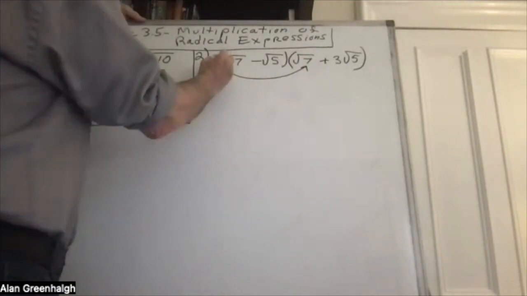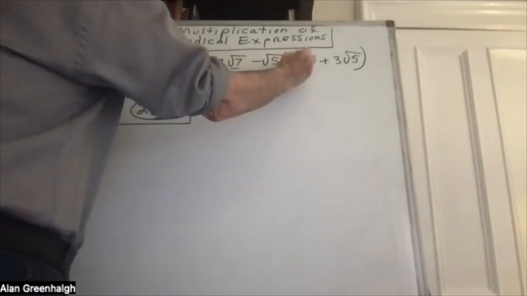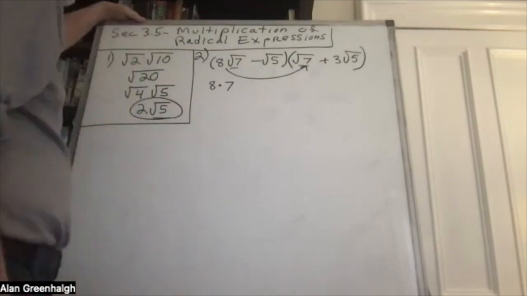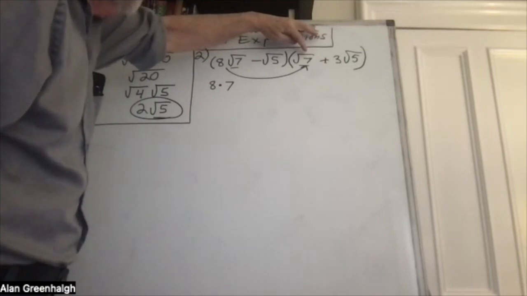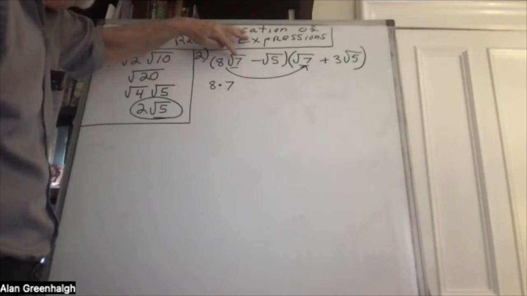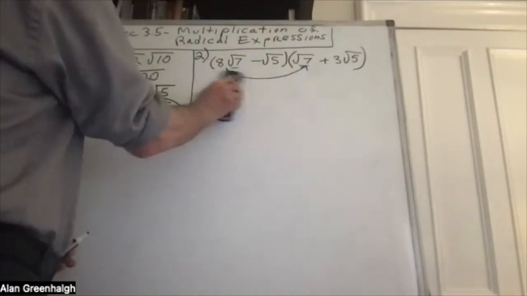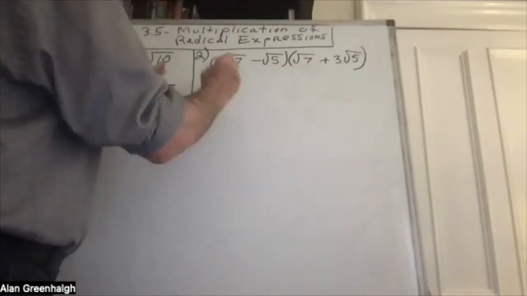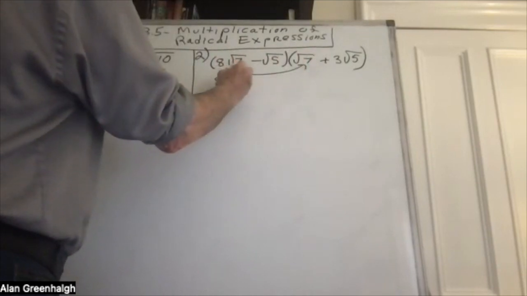8 times, now the square root of 7 times the square root of 7 is equal to 7. And the reason is that the square root of 7 times the square root of 7 is equal to the square root of 49, and the square root of 49 is equal to 7. Maybe I should write that. Let's do it this way. Let's change the method, because that was sort of sneaky. This times this gives you the square root of 49.